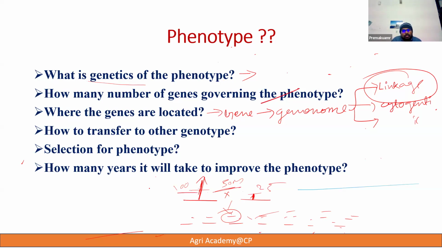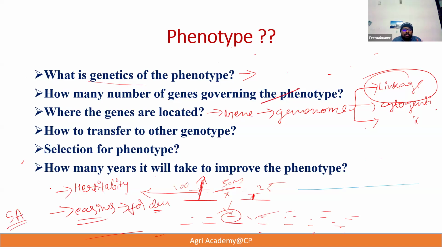Then again, you have to know the behavior and nature of the particular trait, how much heritability the trait has, and how easy it is to do selection. This is called selection accuracy: how accurately we are able to phenotype the particular trait. Then another thing, how much variation there is for the particular trait in the population. These are all the things we need to look at when we do selection.